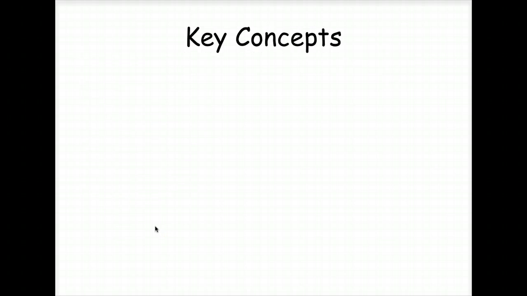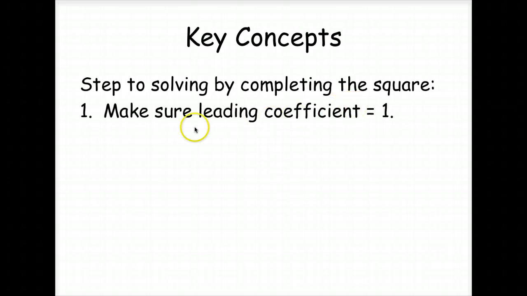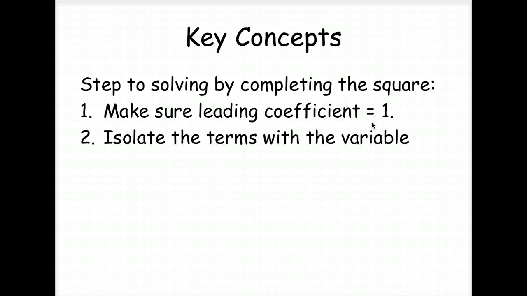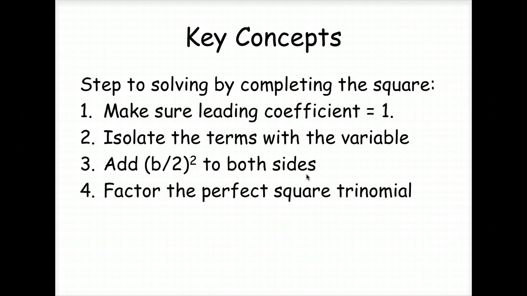So let's look at the key concepts on the steps to completing the square. First of all, you have to make sure the leading coefficient is 1. So a must be 1. We're going to isolate the terms with the variable. We're going to add b divided by 2, squared, to both sides. This is very important, and this is one that will get you sometimes. Then we factor the perfect square trinomial, which is what we did in the previous lesson, and solve.